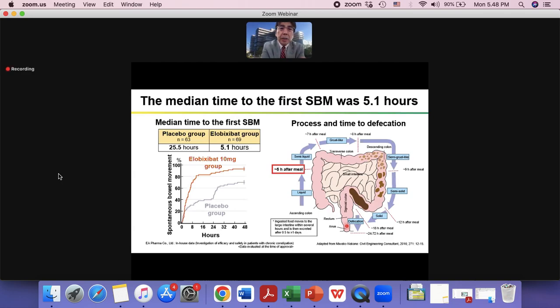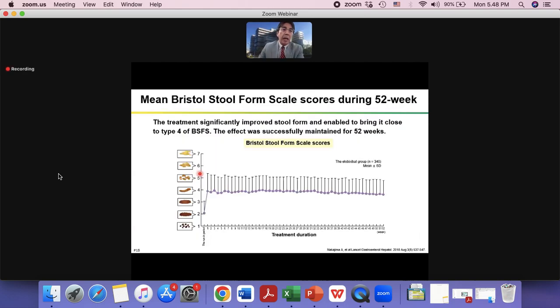And in addition to the bowel movement, the median time to the first SBM was just 5.1 hours, and you can see here, compared to the placebo group, 40.1 hours. And lastly, in the phase 3 trial, we get excellent data showing that in the total period of 1 year of taking Elobixibat 10 milligram, most of the period shows stool form type 4. It is very good for the patient.